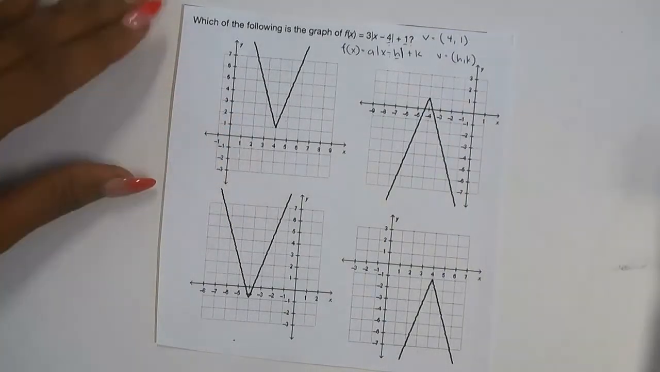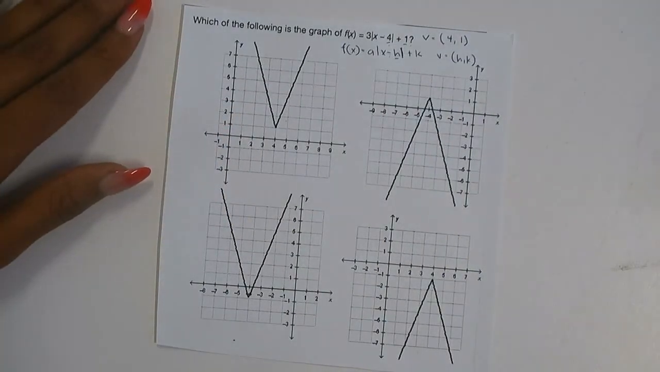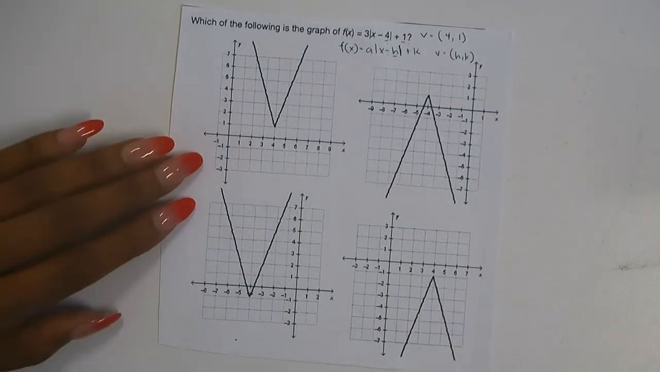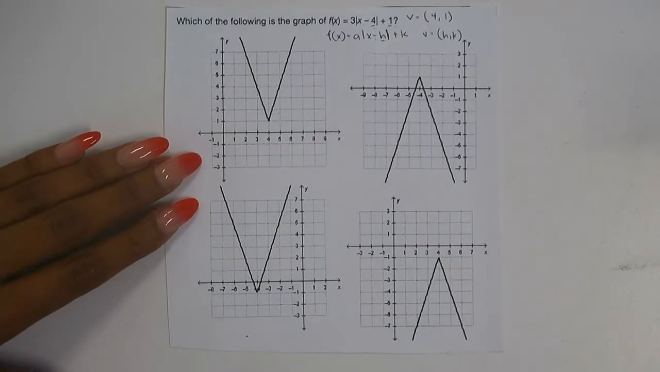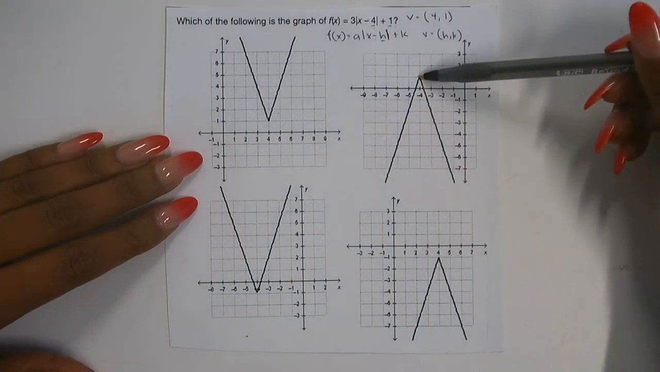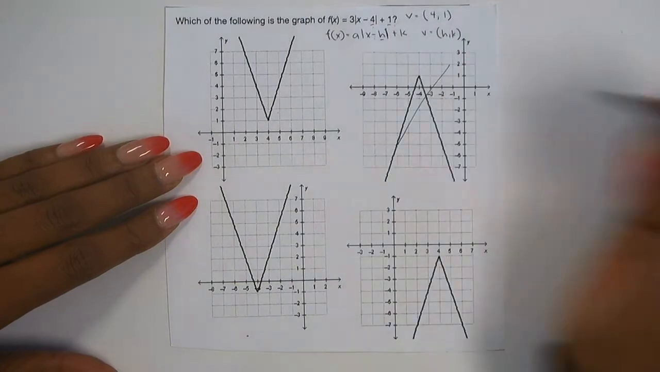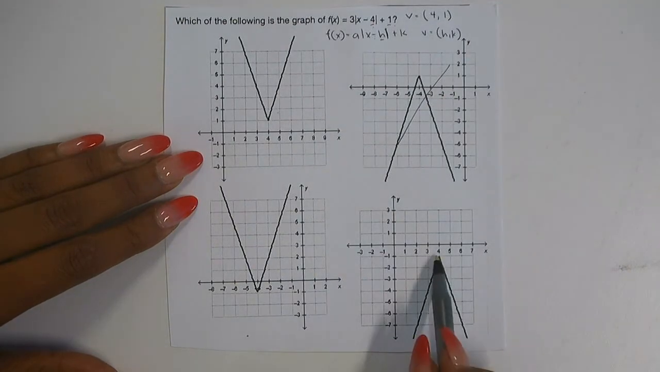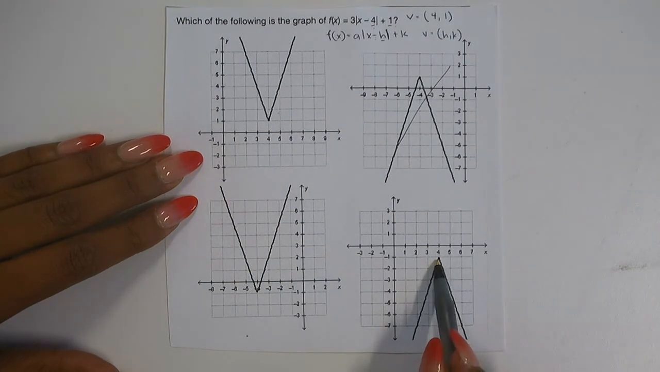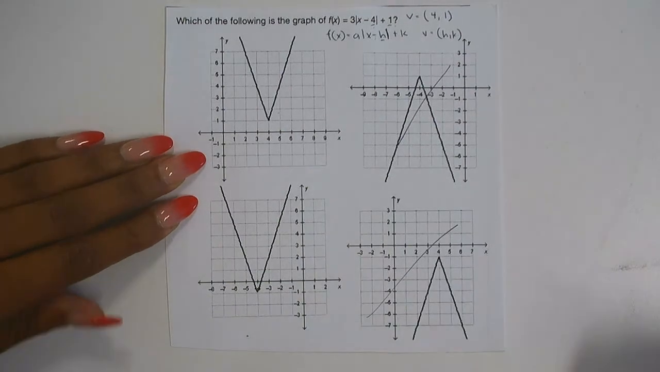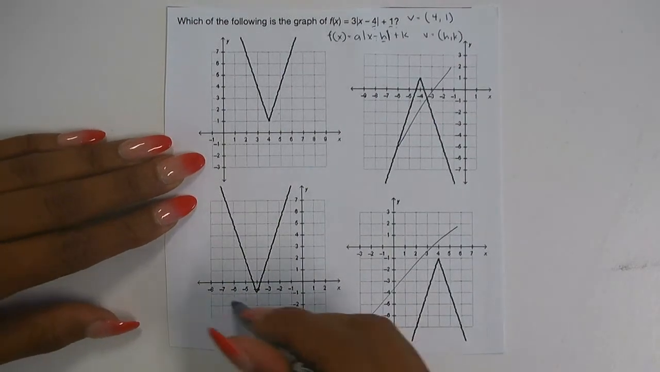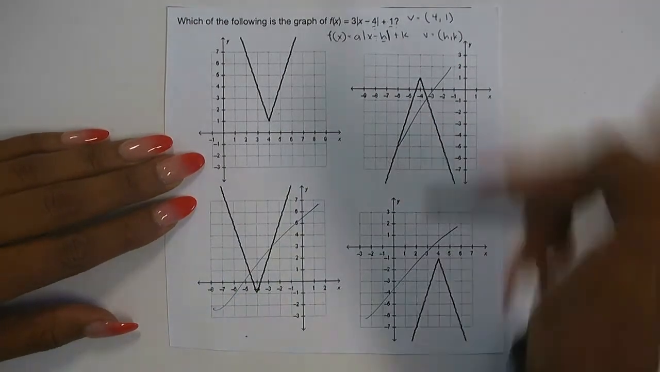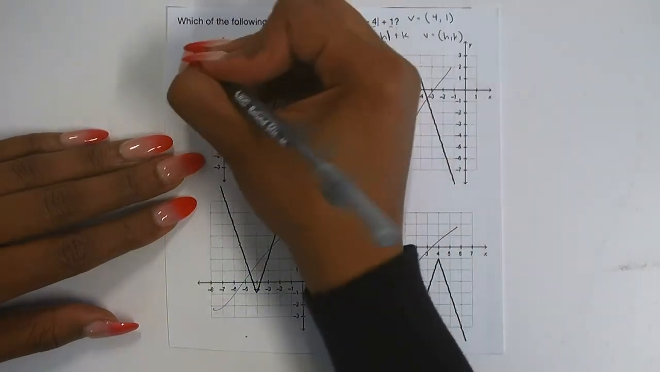So let's go ahead and do a little bit of elimination of seeing which vertices I can already cancel out. So here, this is at -4, +1. Okay, so not going to work. Here, +4, -1. Okay, that was closer, but no. -4, -1. Nope. Okay, so that only leaves this last graph for us.